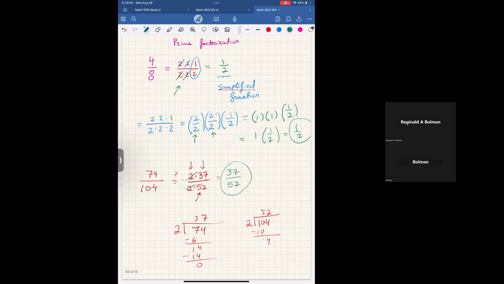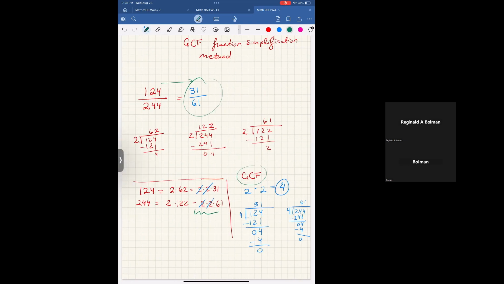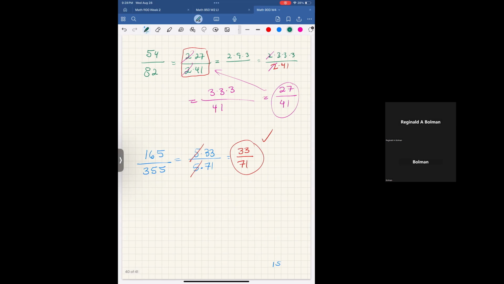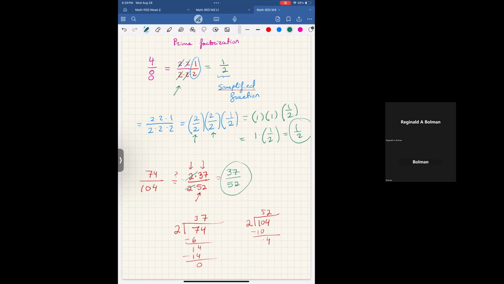I'm not going to use the GCF method to simplify my fractions. I'm just letting students be aware that there is such a method. And when you see it on your homework, just refer back to this section as to how you can use it to your advantage. I will always pick the prime factorization method because it just makes more sense to me.